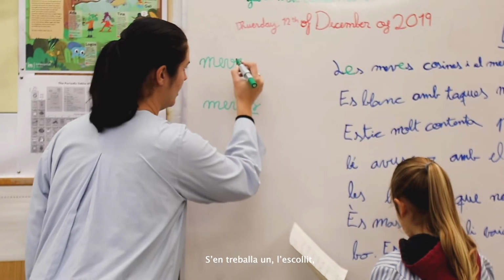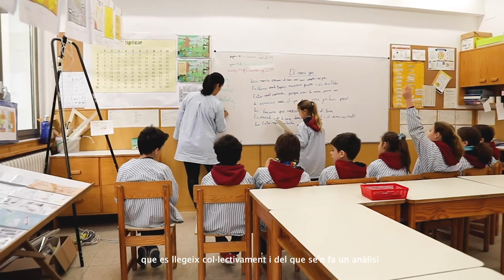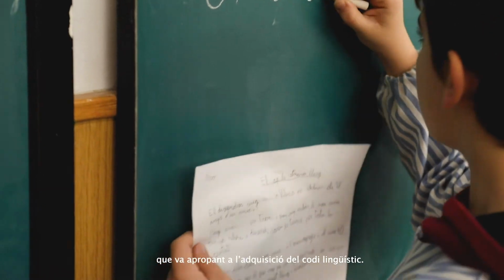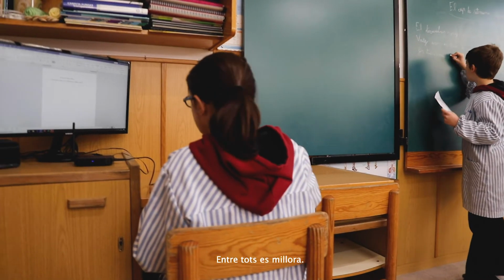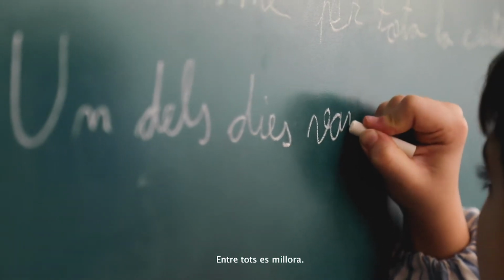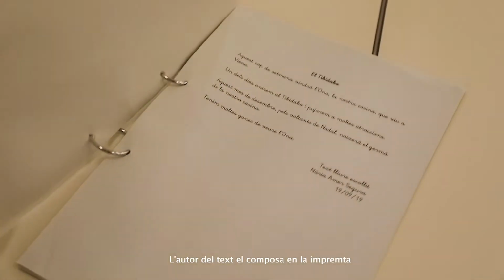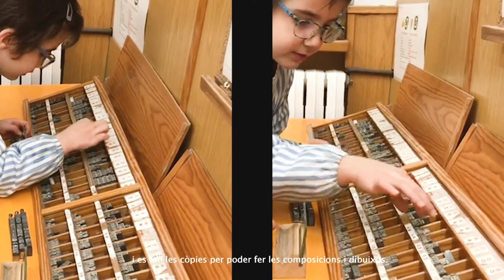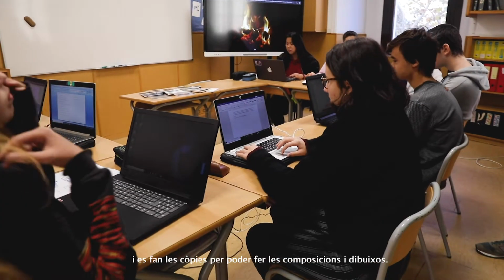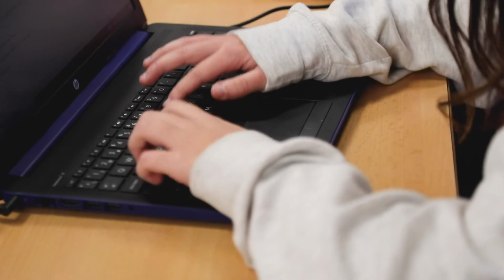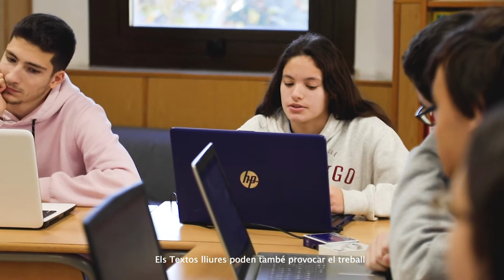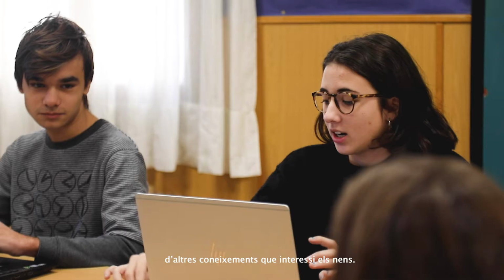The chosen text is read collectively and analyzed, helping students to acquire linguistic tools and improve the accuracy of their written expression. Thirdly, the whole group practices together. The author of the text composes it in the printing press, and copies are made so that the other students can create related compositions and drawings. Free text can also spark curiosity in a prominent work on other topics that interest them.